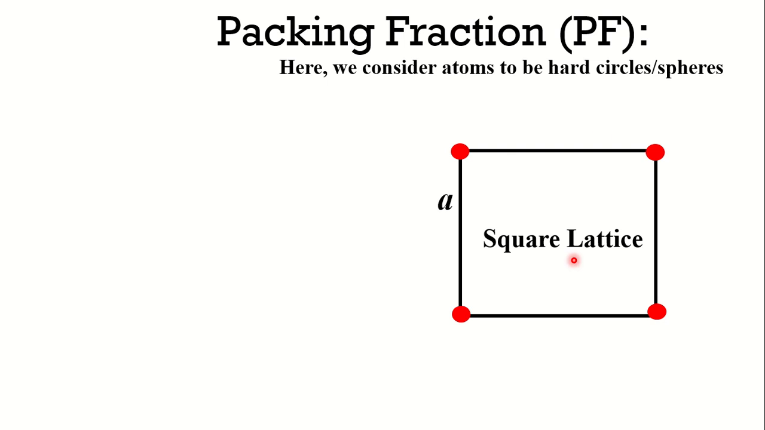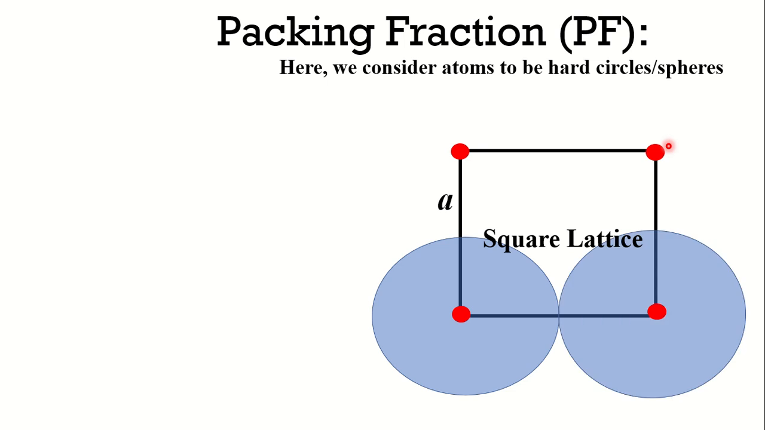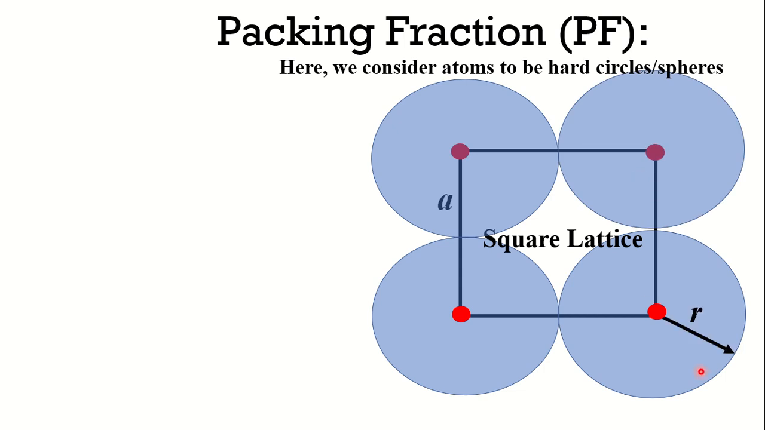Now let us consider this square lattice. In a square lattice, this is a 2-dimensional case. Each of the sides is A, and these are the lattice points. Now if I want to add atoms, I have to consider the atoms like disks of radius R, and I can fill one here, one here, one here, one here. If the radius is R, then R plus R, 2R, is equal to the side, which is equal to A.